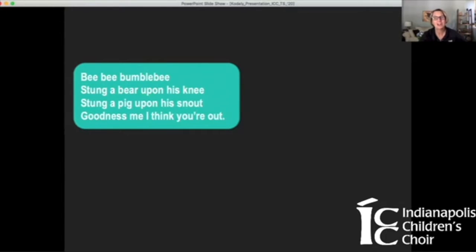We do all kinds of things with this, but notice it's very repetitive. Notice that it uses quarter notes and eighth notes only. Notice that it also uses only two particular rhythmic patterns. So we're going to do activities with a simple chant like this.